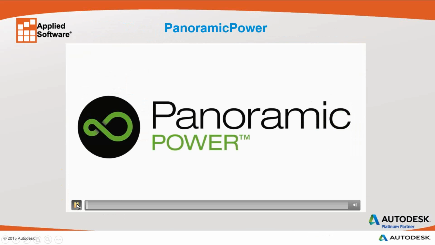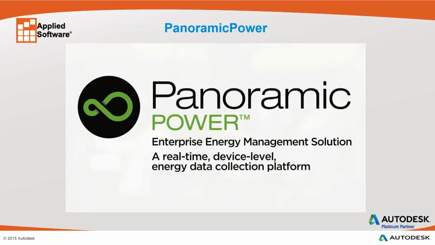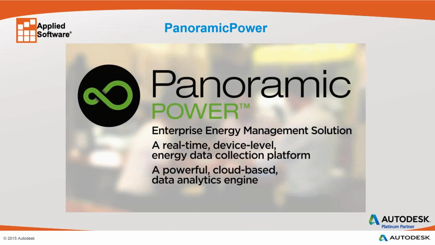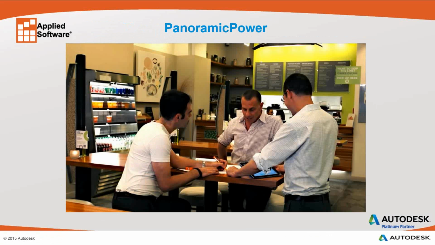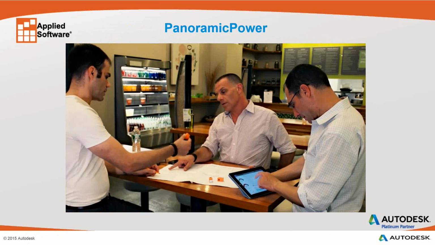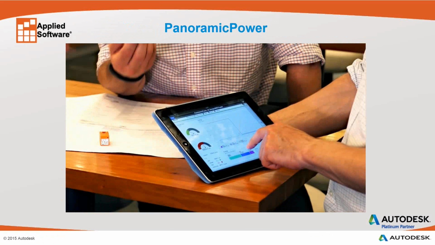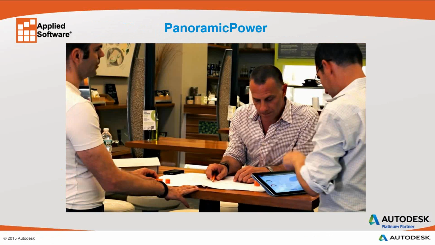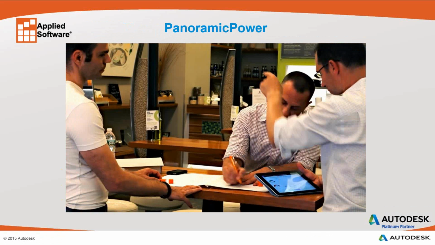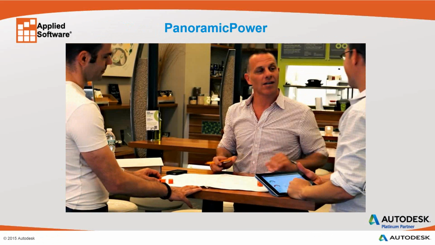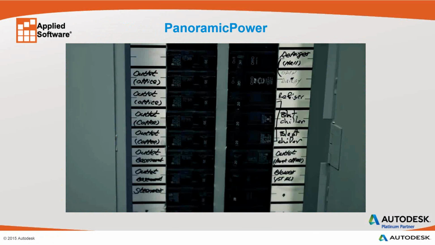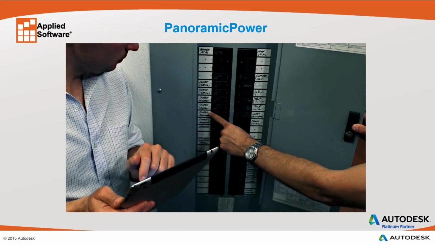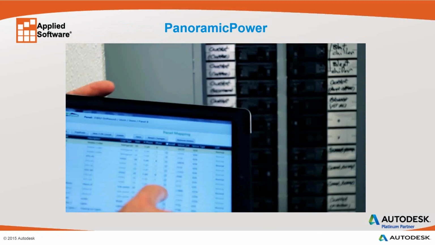Panoramic Power's enterprise energy management solution consists of a real-time device-level energy data collection platform and a powerful cloud-based data analytics engine. Our snap and fit sensors are easy to install and are highly scalable, ensuring a simple deployment for immediate real-time monitoring of energy consumption at the device level. Our business process consulting and proven implementation methodology helps ensure a seamless implementation. Installation starts by identifying the devices and circuits to be monitored and mapping them into the system using our deployment tools, which control and manage the installation process of unlimited endpoints across multiple sites.